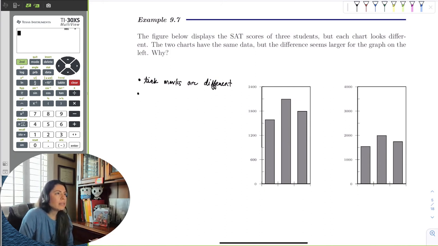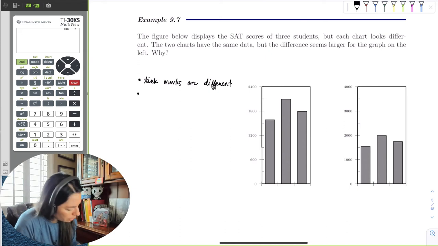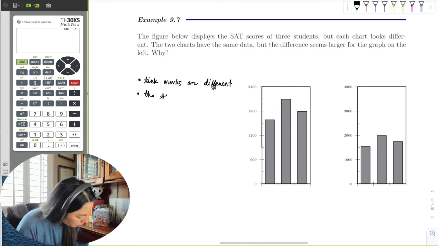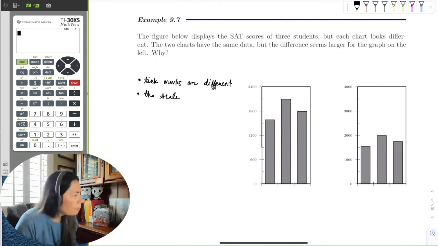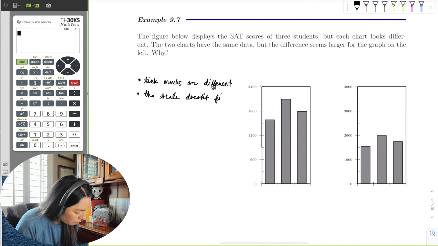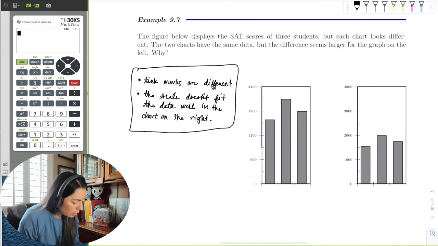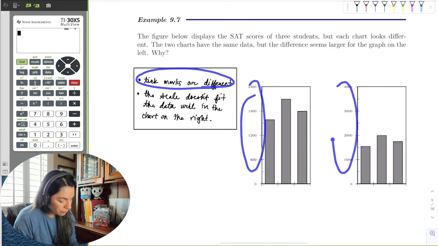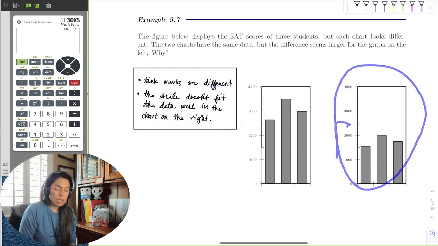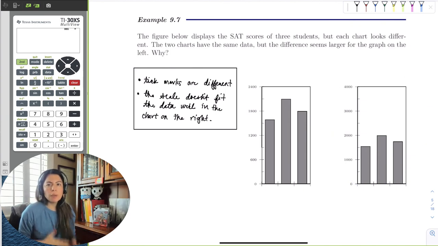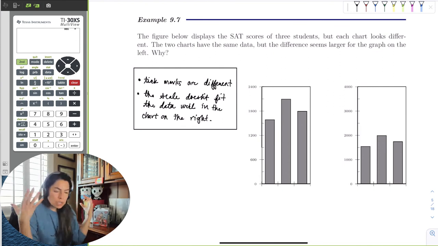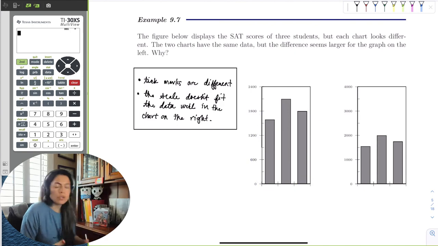So we would have to say that the difference here is that the scale on the right does not fit the data well in the chart, because the tick marks were different. The scale on the right didn't fit the data well, so we shouldn't have used it. So again, we always want to represent data with integrity. And that means finding the perfect fit for that y-axis, or that vertical axis, so you can be close to the data and make a good conclusion. Okay.